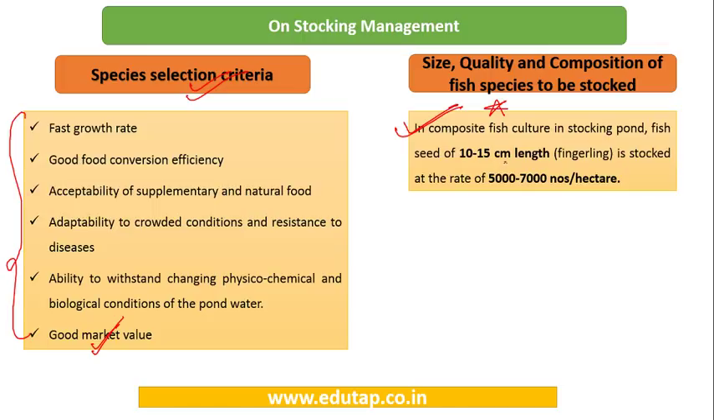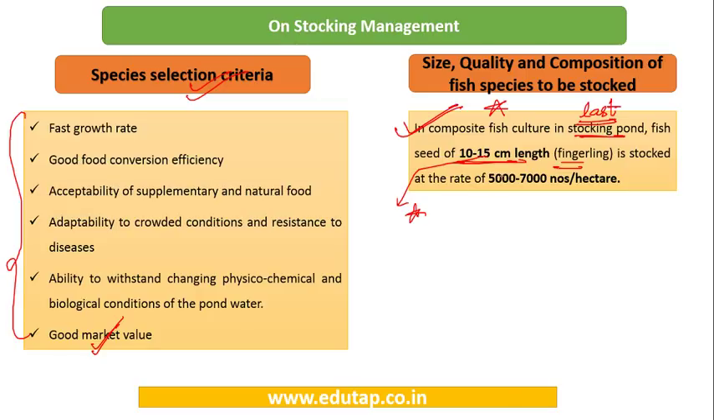Usually when you are stocking the fish in the stocking pond, so we have seen 3 types of pond. I'm not going to repeat myself, just kindly go back and have a look at it. We saw that there are 3 types of pond that are constructed. One of it is stocking pond. This is the last category that we discussed. So when you are introducing fishes into the stocking pond, the length of the fish seed should be 10 to 15 centimeter, nearly you can say the length of your finger. That's why it is called finger length.